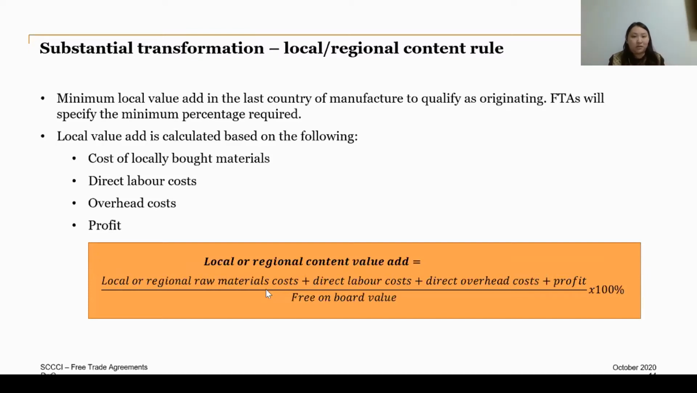How to calculate it is basically all the local materials. So it's the cost of any locally bought materials, your direct labor costs, your overheads in Singapore, and then you can also top it up with the profit that you earn in Singapore over the product value. Usually it's the FOB value, and multiply that by 100 to get the percentage, and basically see whether you would meet the minimum percentage required.